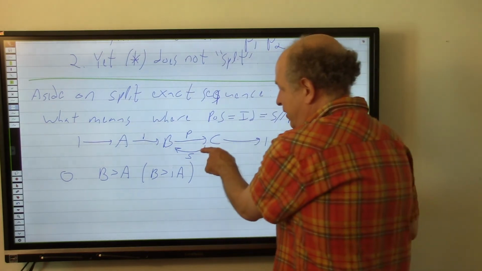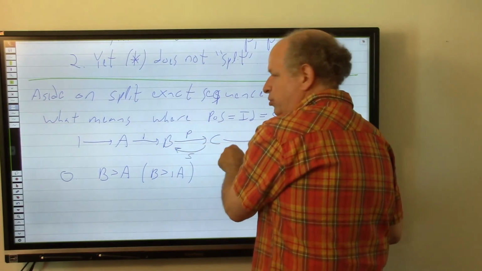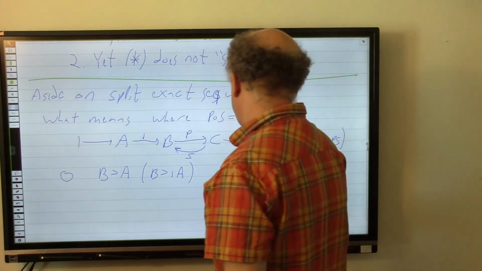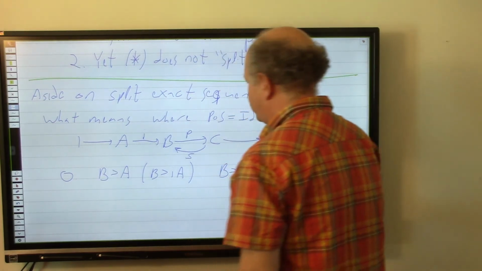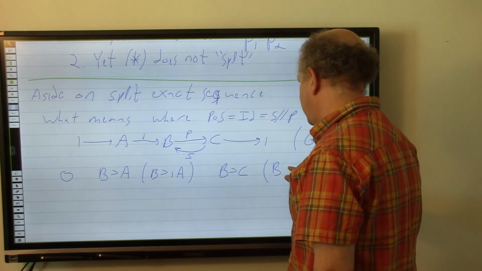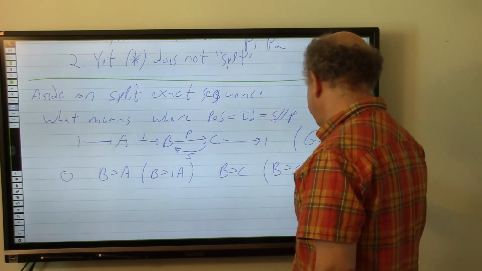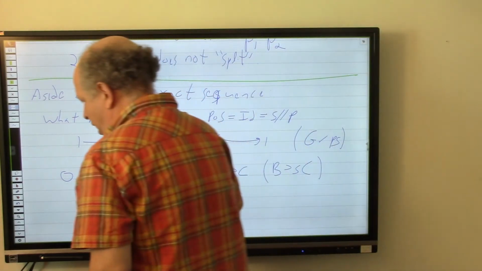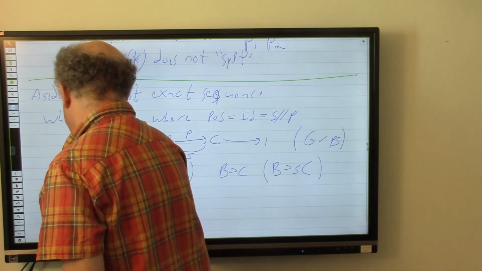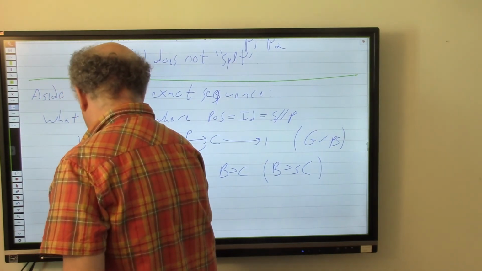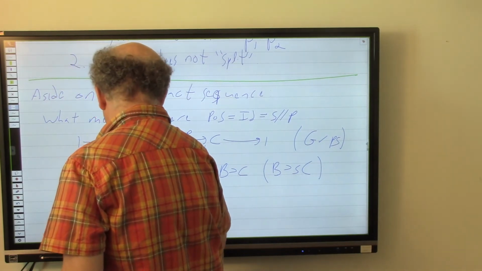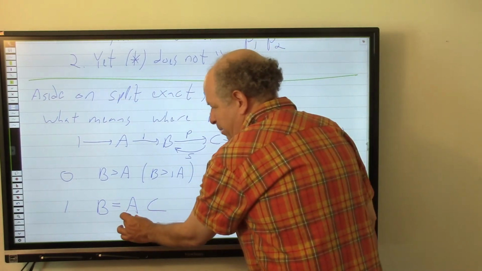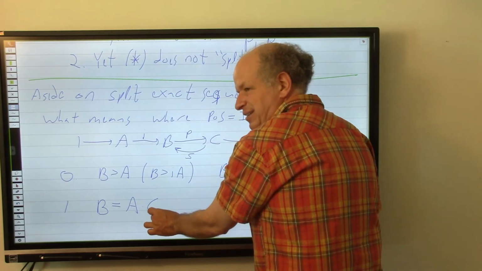Okay? But now that I have S, I know that B also contains a copy of C, a group theoretic copy of C. So B contains C, and again, strictly speaking, B contains SC, which I will identify with C. Now, I claim that in this case, B is equal to A times C.